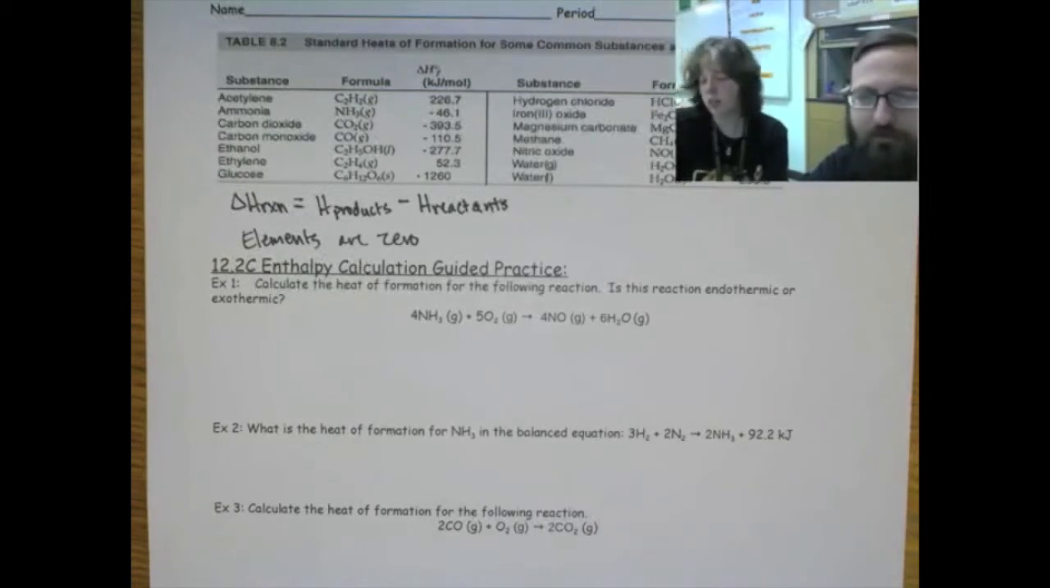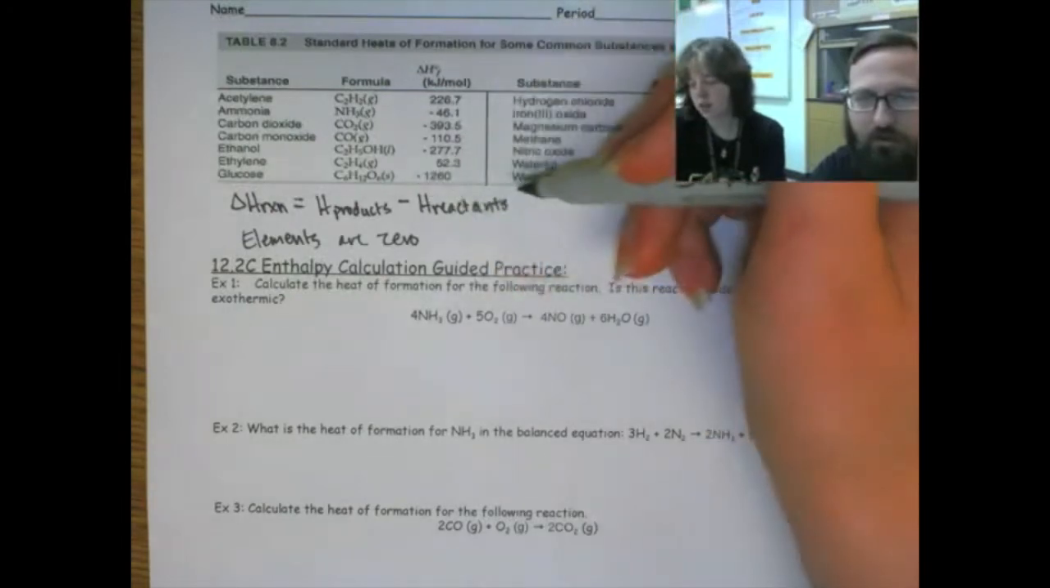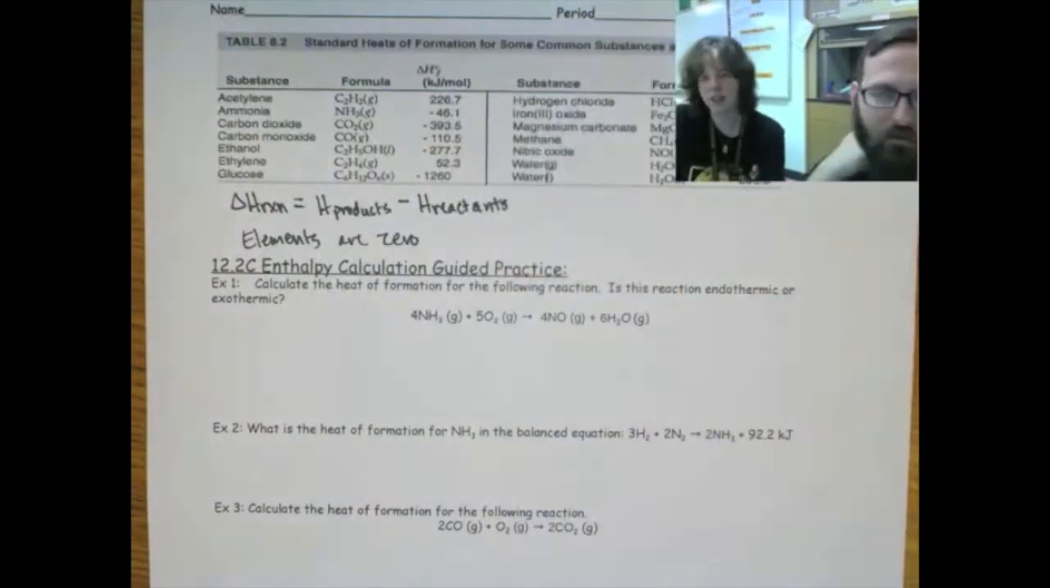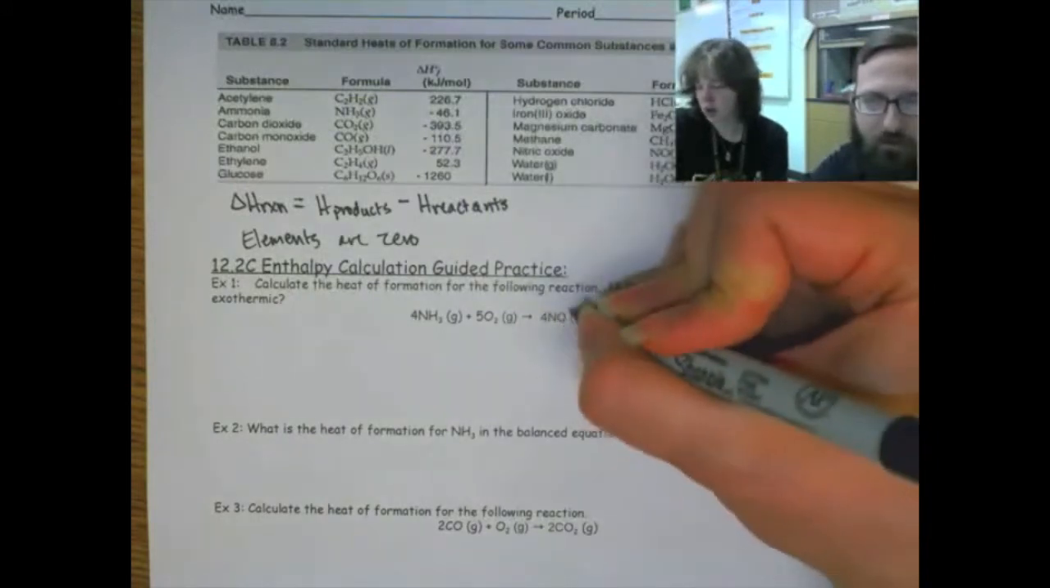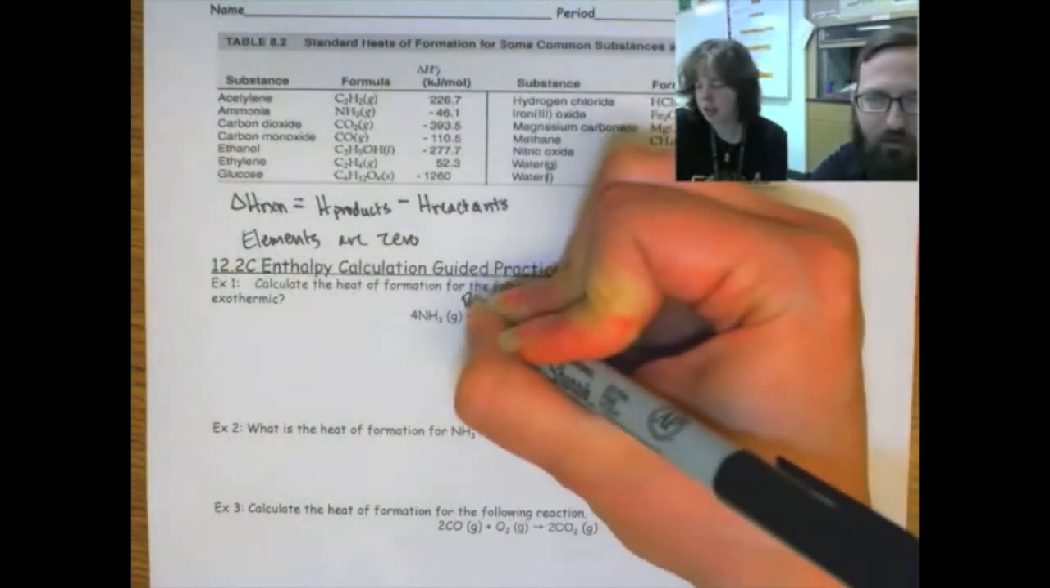So we said we needed products minus reactants. So which side's the product side? Product side is stuff that's being made, so it's on the right of the arrow. So these are our products. These are our reactants. Keep those straight.